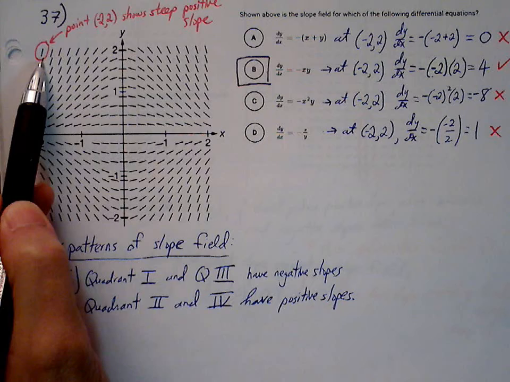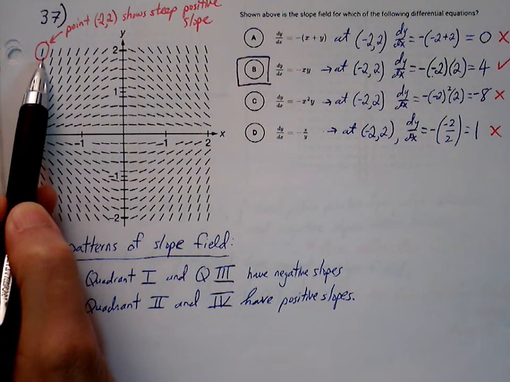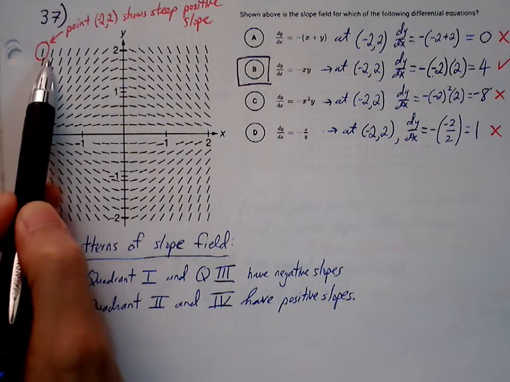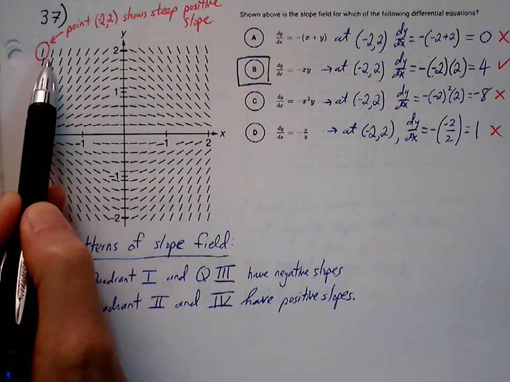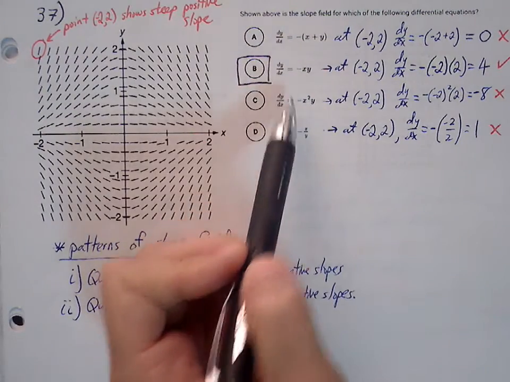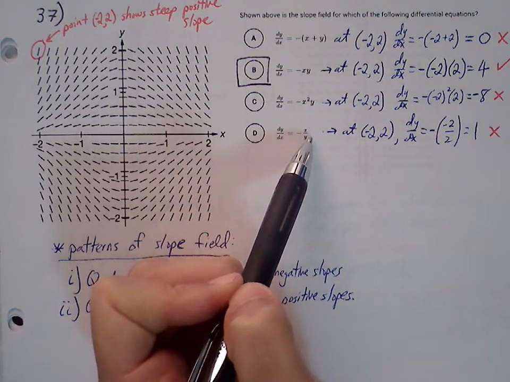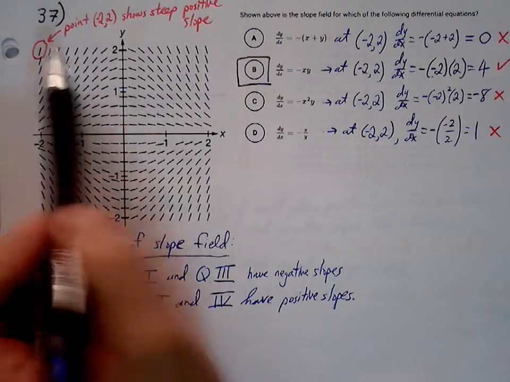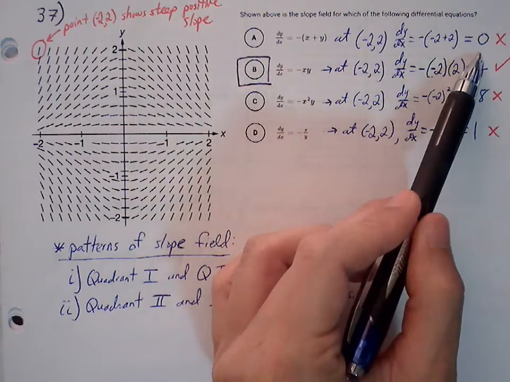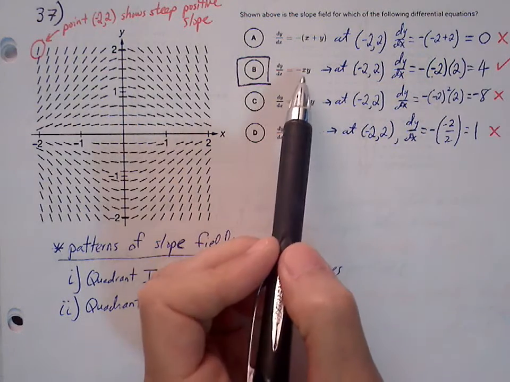Negative 2, 2 is a very steep positive slope, maybe a slope like 3 or 4 or 5, but it's obviously a positive slope. So I'm going to plug negative 2, 2 into each of the differential equations and see if the result I get matches what I see here. If I plug in negative 2, 2, I get negative 2 plus 2, which is 0, so that's obviously not positive. I can eliminate that.